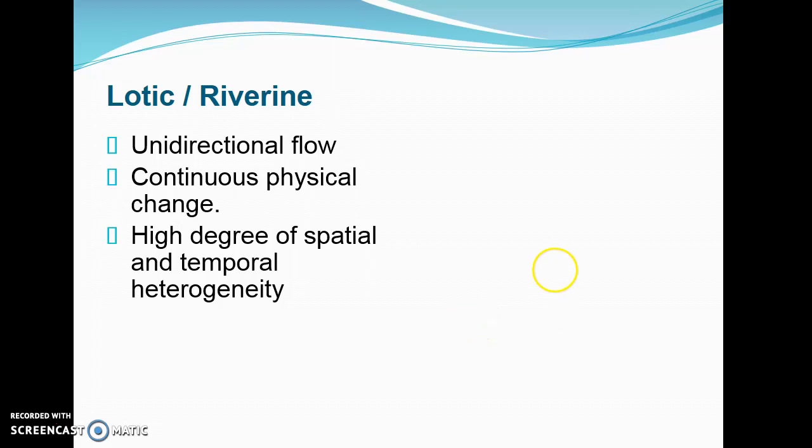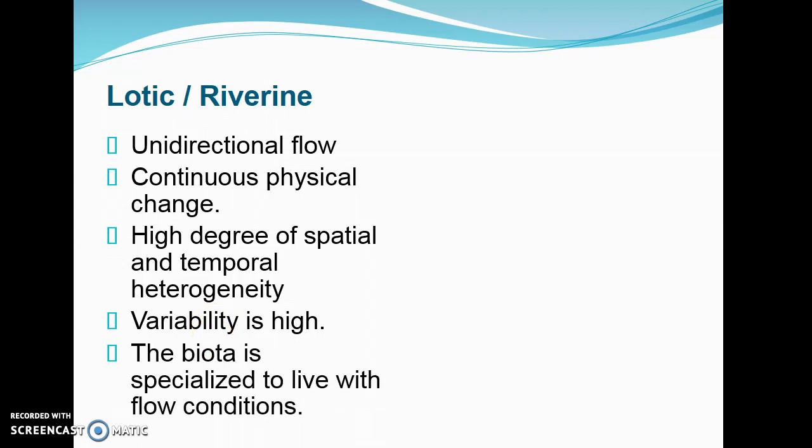So spatial is referring to like across the landscape or across the river, and temporal is how it changes over time. Hetero meaning different, and heterogeneity then meaning differences within the system. Okay, in lotic environments, variability is very high, both within each system and over time. And the biota is specialized to live with flow conditions.